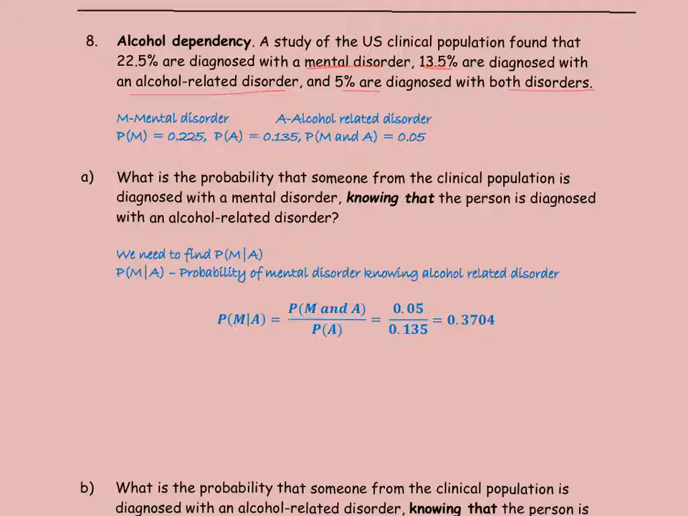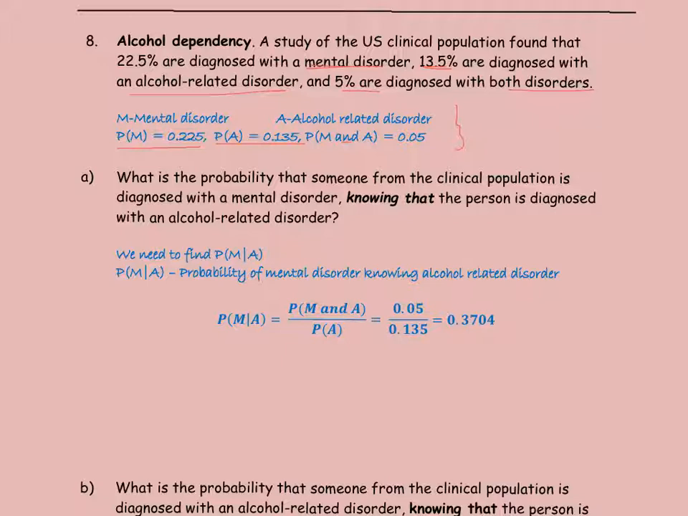So let's write that down in mathematical notation first. Probability of mental disorder is 0.225. Probability of alcohol-related disorder, which I'm going to call A, is 0.135, and probability of both, which means M and A, is 0.05. So we've got all the probabilities listed from the question.